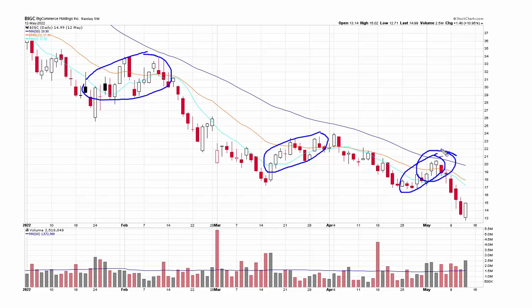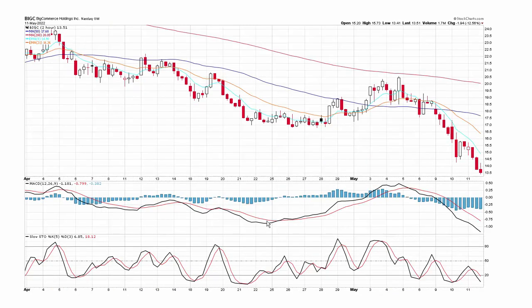When you're going short, you can chase shorts down as they break support levels, or you can try and short bounces within downtrends. I like to short bounces within downtrends. This is how I do it. So here is the 2 hour chart of BigCommerce. This is what I saw unfolding.